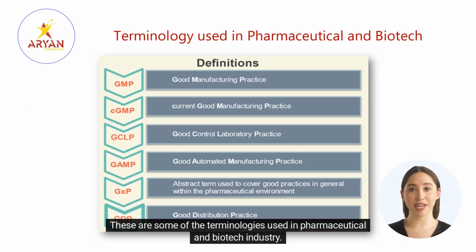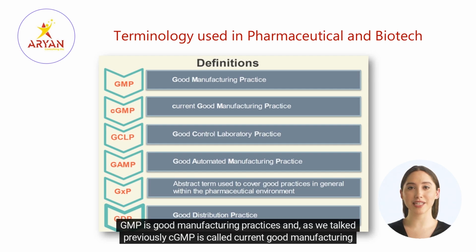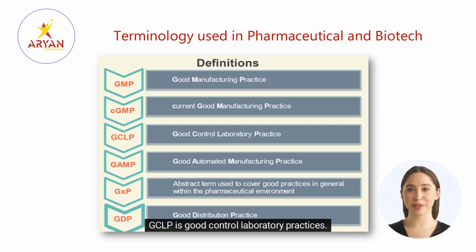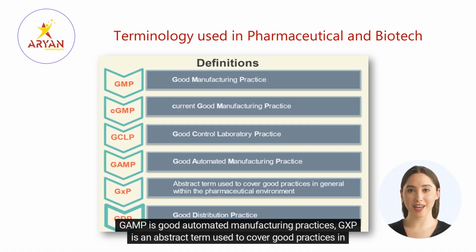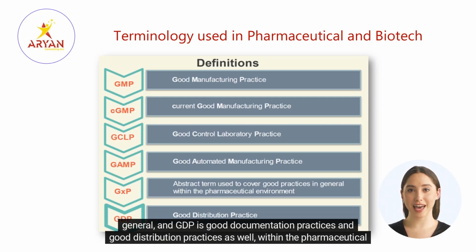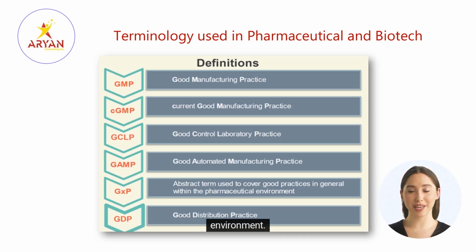These are some of the terminologies used in the pharmaceutical and biotech industry. GMP is good manufacturing practices and, as we talked previously, cGMP is called current good manufacturing practices. GCLP is good control laboratory practices. GAMP is good automated manufacturing practices. GXP is an abstract term used to cover good practices in general, and GDP is good documentation practices and good distribution practices as well, within the pharmaceutical environment.